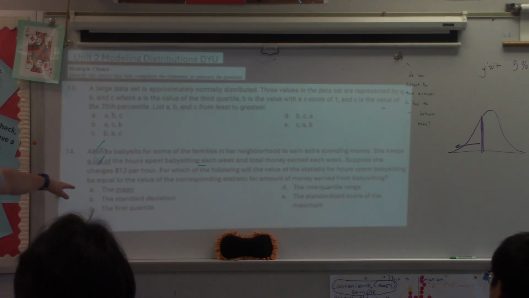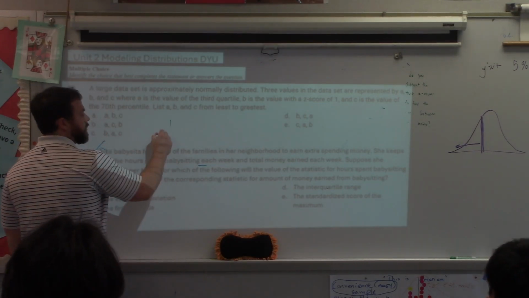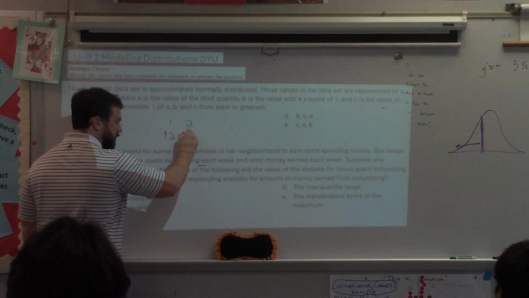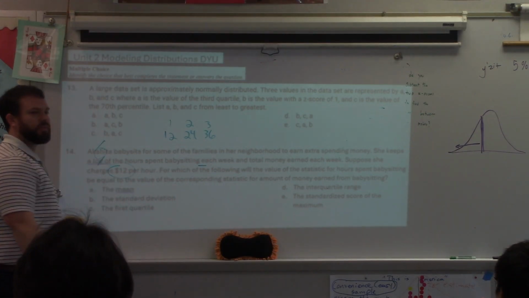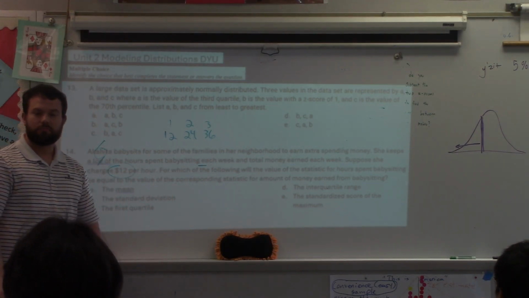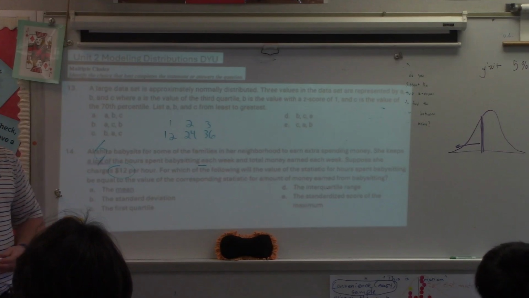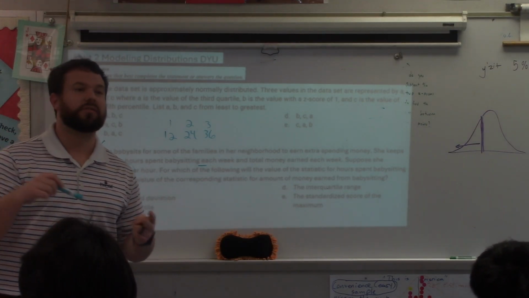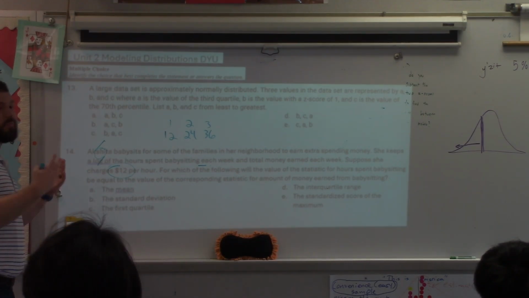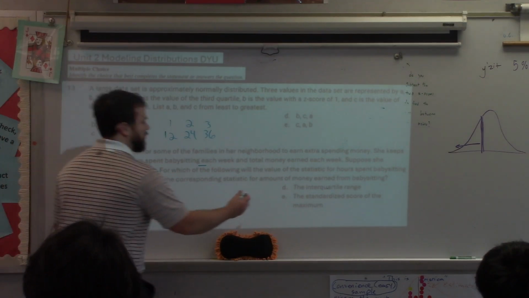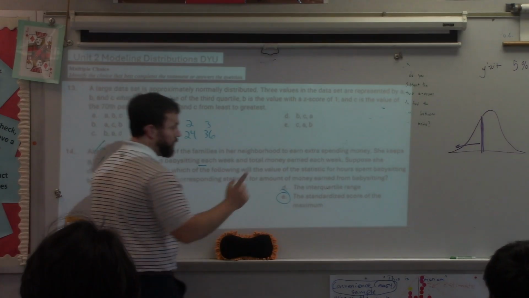She charges $12 an hour, right? So if she works 1 hour, how much money is she making? If she works 2 hours, 3 hours, 36. So essentially we're multiplying everything by 12. Multiplication affects what? Measures of center, measures of spread, quartiles. What's the only thing a multiplier can't affect? Shape.